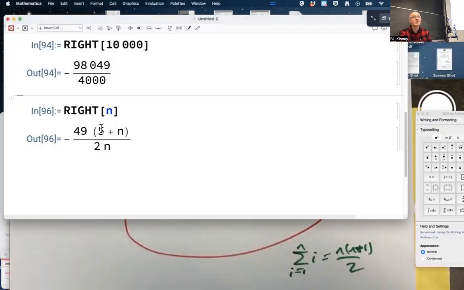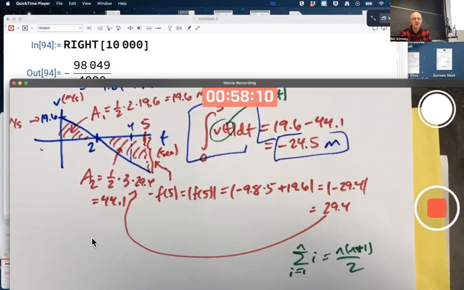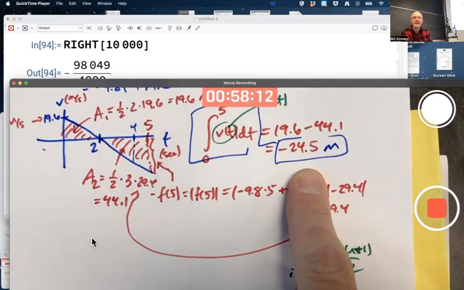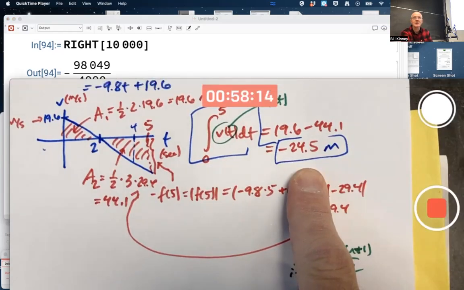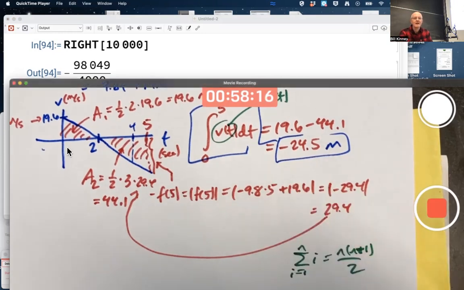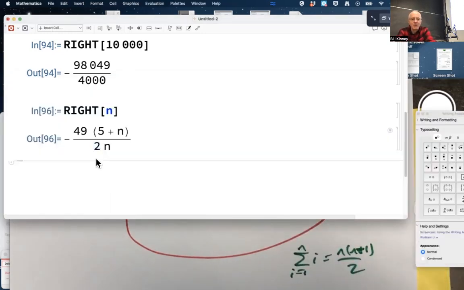What's the limit of that as n goes to infinity? It's a rational function of n. The degree of the top and the bottom are the same, 1, n to the first power. Look at the ratio of the coefficients of the highest powers of n. Negative 49, bring the negative sign up there, over 2. Negative 49 over 2, that's negative 24.5. The limit command will confirm it as well.